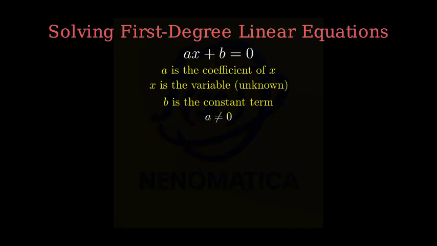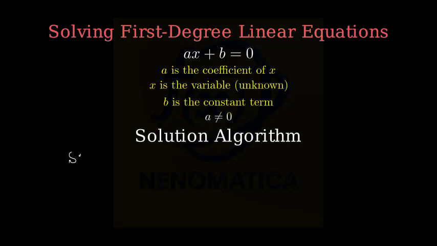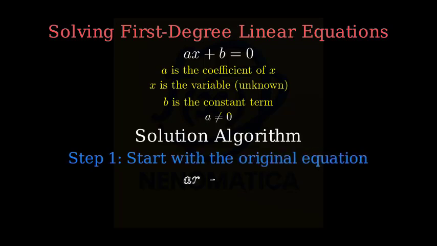Now, let's look at how to solve an equation of the form ax plus b equals 0. We'll follow a systematic algorithm that always works for these types of equations. Let's go through the steps of the algorithm. Step 1. We start with our equation in the general form. Here we have ax plus b equals 0.